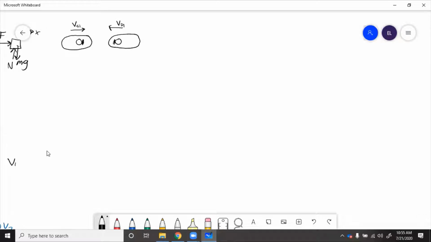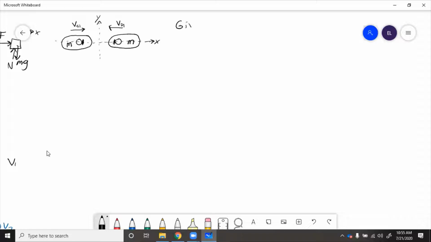And then this is the plane of contact. This is line of impact. So we'll say this is X, this is Y. And we'll say the bumper cars have the same mass.